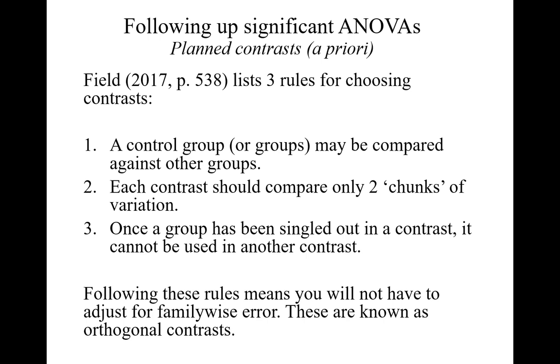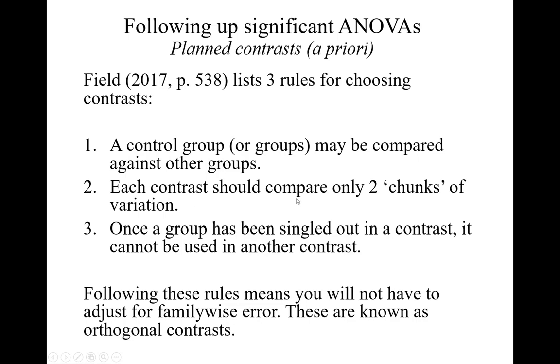Alright, so here we'll go with a planned contrast first, the a priori tests. Field lists 3 rules for choosing contrasts. Generally, if you have a control group or control groups, as the case might be, these are going to be compared to the other groups. That's usually your first port of call for your contrast. So you'll compare your control group or groups to all the treatment groups, wherever the case might be.